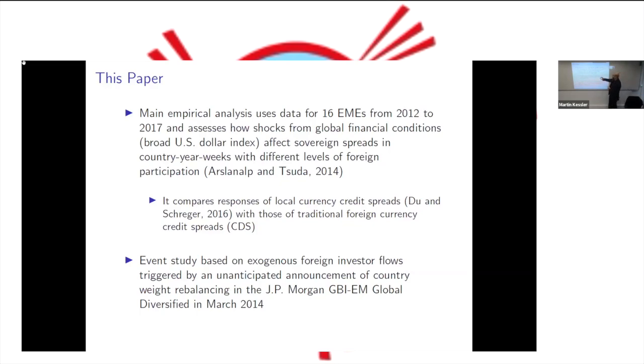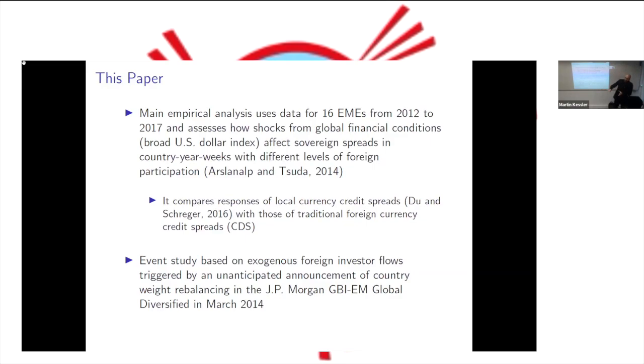I'm going to assess how shocks from global financial conditions, which I proxy by changes in the US dollar index, affect sovereign spreads in country-year-weeks with different levels of foreign participation. To be specific, I'm comparing the responses of credit risk associated with local currency bonds, for which I use a variable from Du and Schreger, with the more traditional measures of credit risk associated with foreign currency debt. For that I'm going to use the CDS.